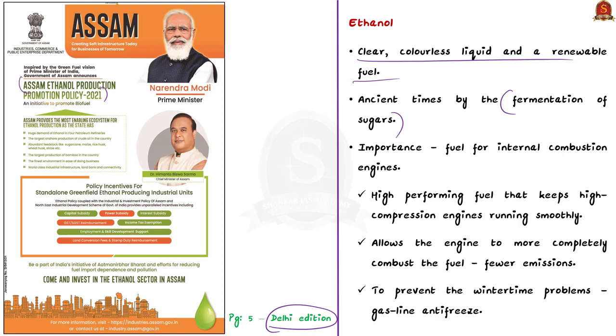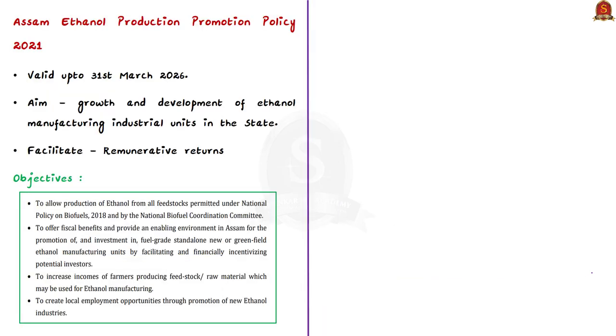Also know that ethanol is a high performing fuel in the market, and it keeps today's high compression engines running smoothly. It even allows the engine to more completely combust the fuel, thereby ultimately resulting in fewer emissions. If you remember, the emission is high when the fuel is not fully combusted. So by using ethanol as fuel, you can completely combust the fuel and consequently reduce the emission. Also, it helps to prevent the winter time problems by acting as a gas line antifreeze. So these are some of the important points that you have to know about ethanol, and this is the reason why ethanol is used as an alternative for the fossil fuels.